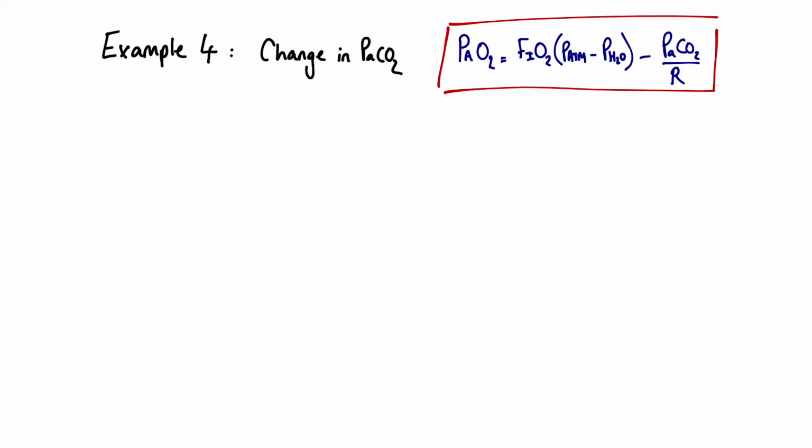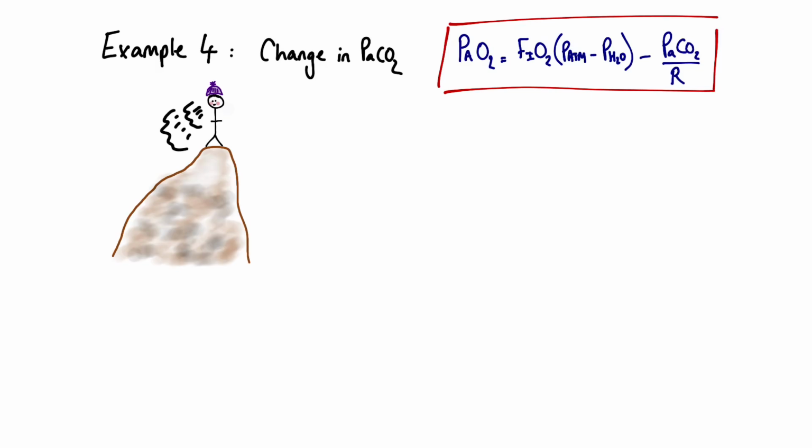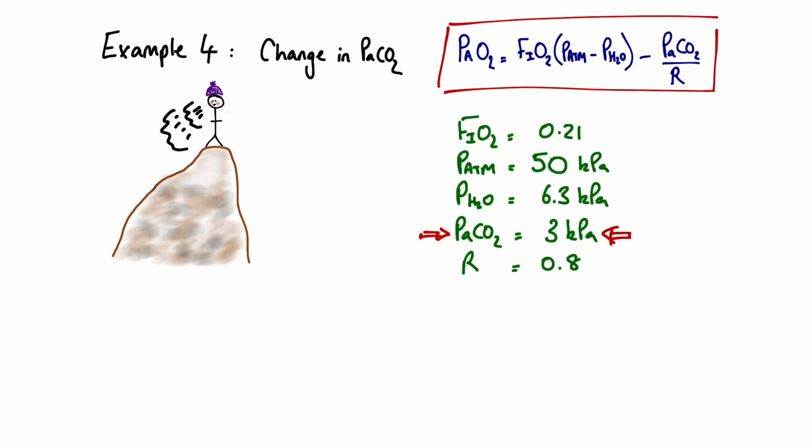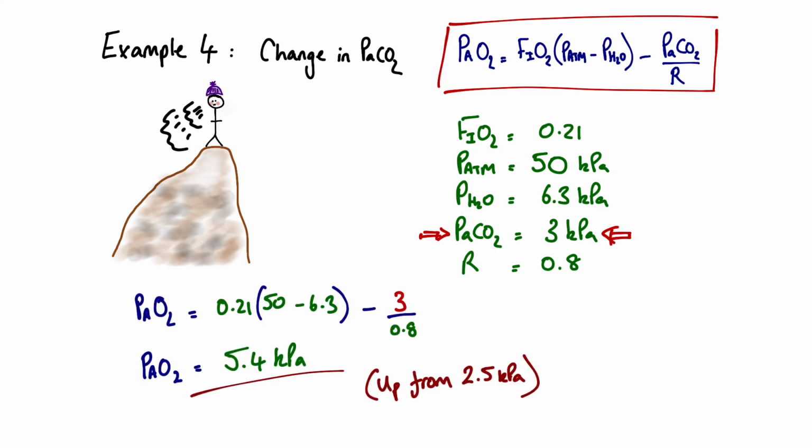And the same argument can be made to also explain how Bob at altitude in his hypoxic state could partially compensate for that. So our numbers were as follows, where his FiO2 remains 0.21, atmospheric pressure has reduced due to the effects of altitude, and this time Bob has increased his alveolar minute ventilation such that his PaCO2 has been driven down to 3. If we plug those numbers in now, we see his alveolar partial pressure of oxygen has shifted up to 5.4 kilopascals from around 2.5, and thus this has resulted in some compensation for the effects of altitude. And climbers at altitude do increase their minute ventilation and therefore their alveolar minute ventilation and run a respiratory alkalosis.